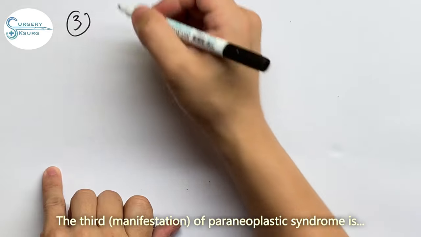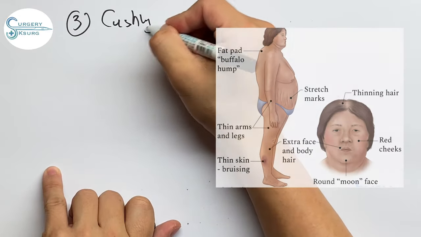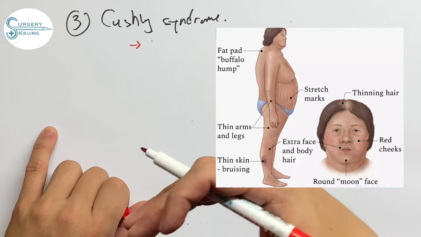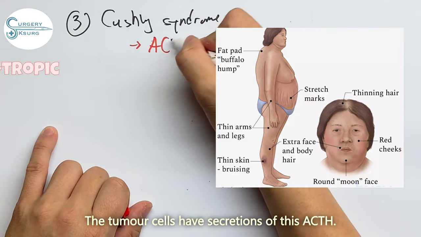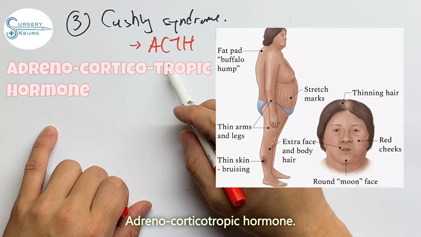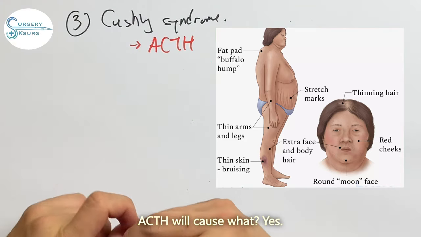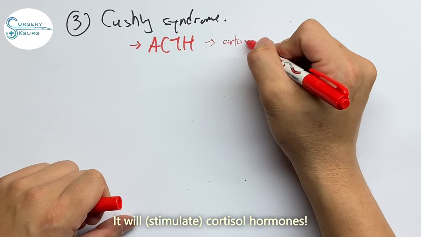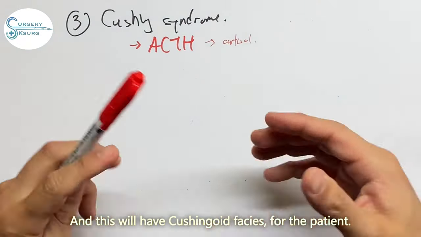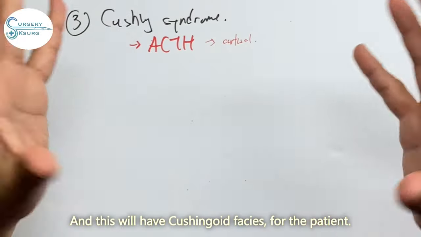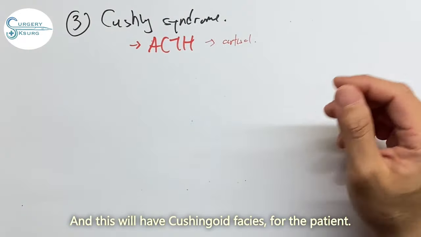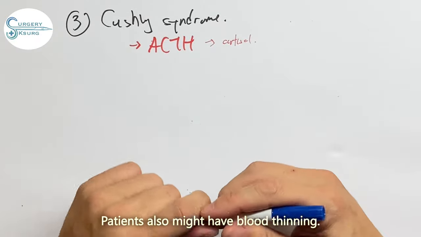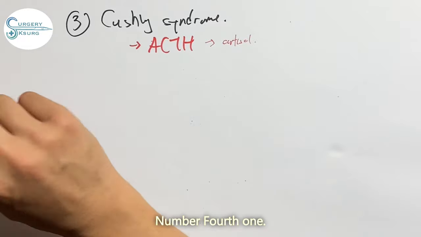The third paraneoplastic syndrome is Cushing syndrome. This is rather rare. The tumor cell has a secretion of ACTH, adrenocorticotrophic hormone. So ACTH will cause what? Yes, it will cause cortisol hormone. And this will give the Cushingoid facies for the patient. The patient also might have blood thinning.